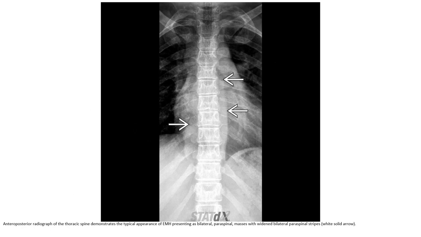Radiograph of the thoracic spine demonstrates a typical appearance of extramedullary hematopoiesis presenting as bilateral paraspinal masses with widening of the bilateral paraspinal stripes.